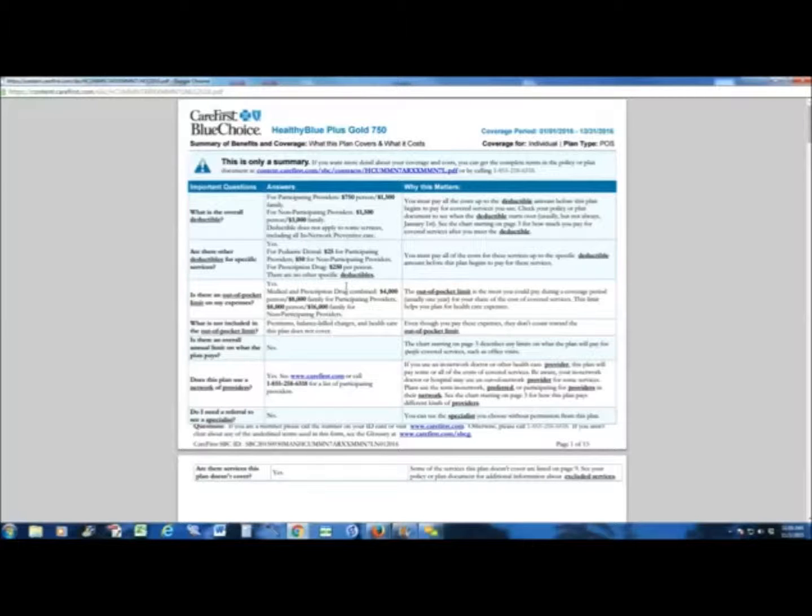The plan does have out-of-network coverage where the deductibles and out-of-pocket limits are essentially doubled. So just be mindful of it. This is not a plan for you to be running around using out-of-network coverages all the time. If you need total out-of-network coverage, then we're going to be looking at a PPO plan later on.